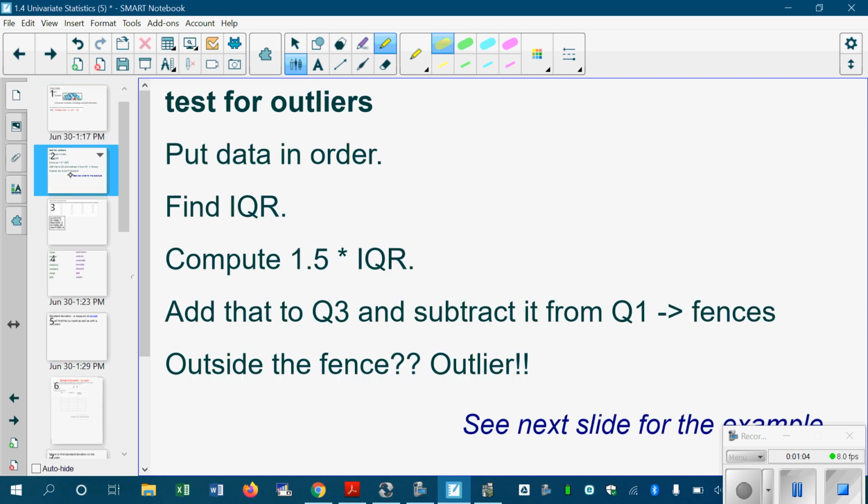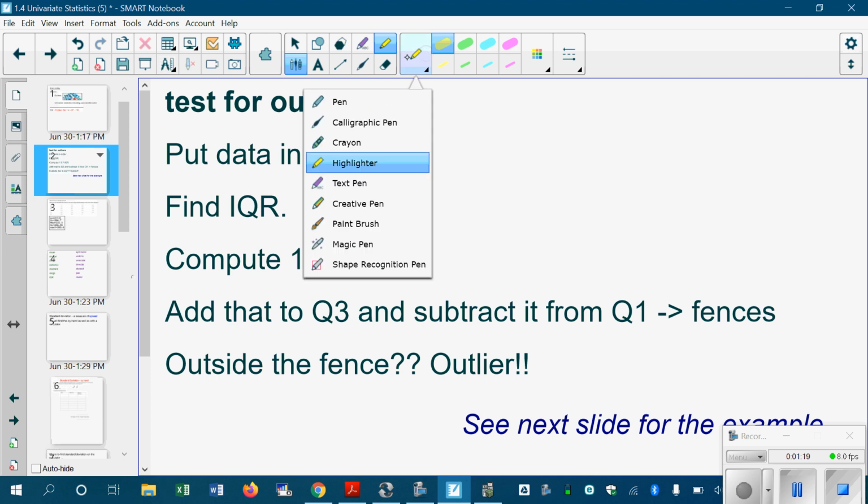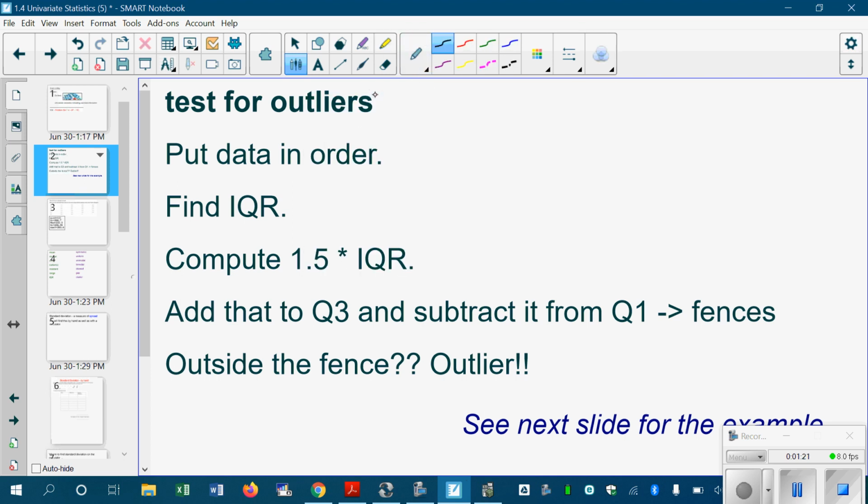So if you have some numerical data and you're wondering, is that particular value an outlier? How different does it need to be from the rest of the data to actually be called an outlier? That might be our question. Well, this is a rule of thumb that statisticians use to determine that. You put the data in order, small to big, or big to small, and then find the interquartile range. That is what IQR stands for.